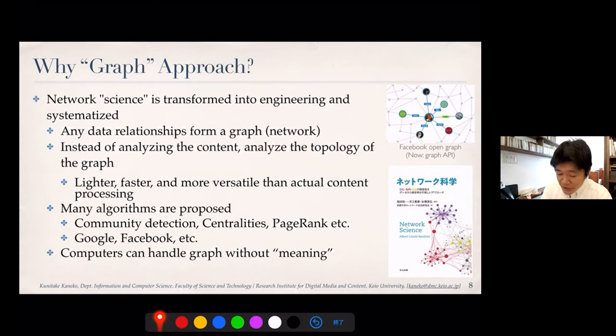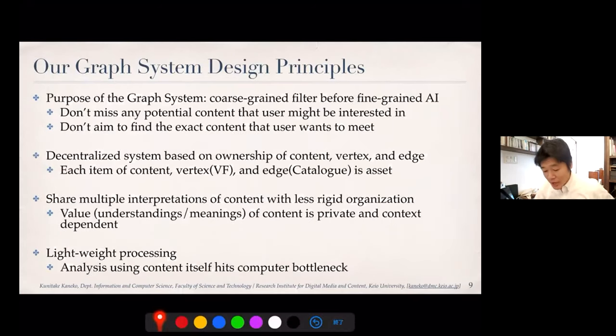So my idea is network science, in which any data relationship forms a graph, okay? Based on this idea and the academic knowledge about network science, I will transform network science into an engineering field, okay? It's a very thick book, network science. This thickness, okay? Actually, this is the Japanese translation, and you can get the English original. Okay, our graph system design principle. Maybe I need to speed up, otherwise I cannot speak to the end.